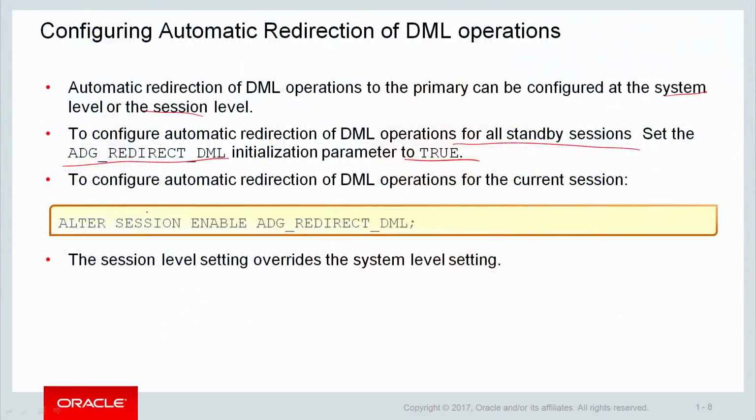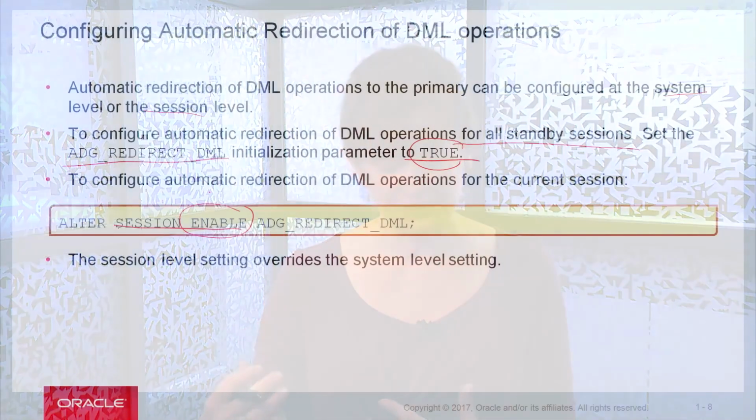If you only want to do it one session at a time, or for a one-off session, then it can be set at the session level as well. So: alter session enable ADG_REDIRECT_DML. The session level setting will override the system level setting. So if you set this to true, but you set this to disable, then this particular session won't be allowed to do it. You can also, if you're in a RAC environment, have this set differently on different instances. So some instances could have it enabled and other instances may not.